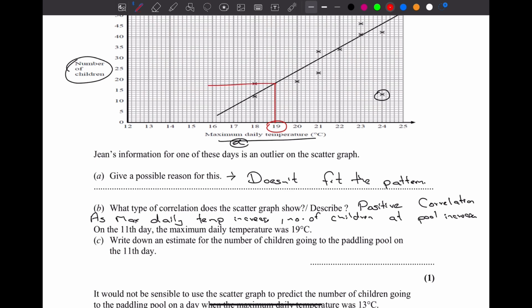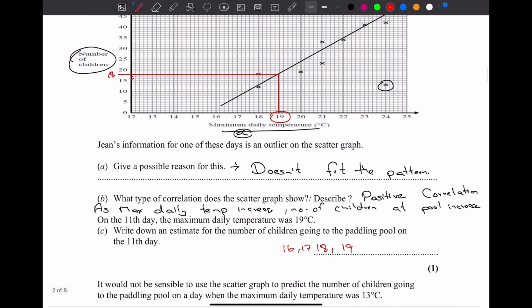19 roughly. What number is it? I'm reading somewhere 15, 16, 17, 18. I'm reading 18 roughly. I would say anything between 16, 17, 18, 19 is normally okay. Any of the answers in that range is fine. Just write one answer, don't write so many answers.